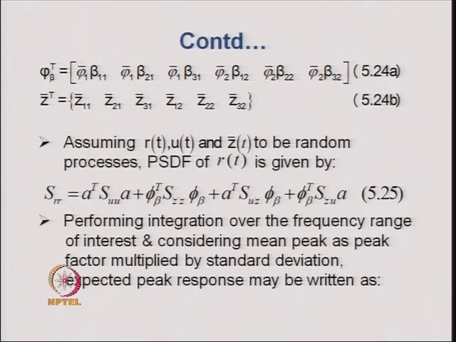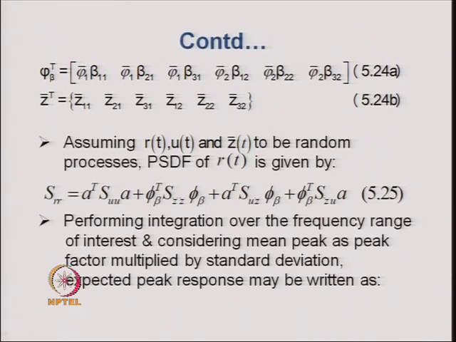Z bar 3 similarly is the response that is coming to mode 1 from support 3. The last three terms, that is Z bar 1 2, Z bar 2 2 and Z bar 3 2, are similarly the modal responses that are coming for the second mode from the three supports. Then we assume that RT, UT and Z bar T are random processes.